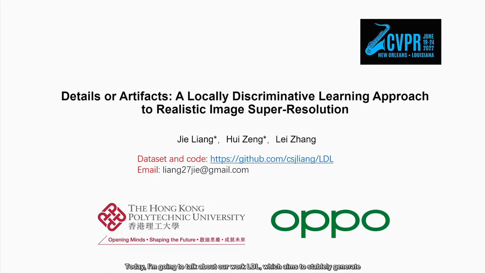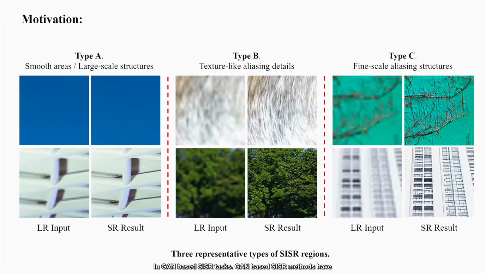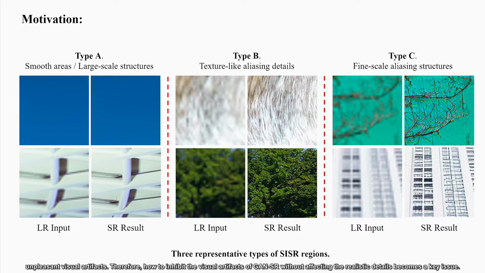Today I'm going to talk about our work LDL, which aims to stably generate perceptually realistic details while inhibiting visual artifacts in GAN-based SISR tasks. GAN-based SISR methods have recently attracted significant attention for their potential to recover sharp images with rich details. However, adversarial training is unstable and often introduces unpleasant visual artifacts. Therefore, how to inhibit the visual artifacts of GAN-SR without affecting the realistic details becomes a key issue.